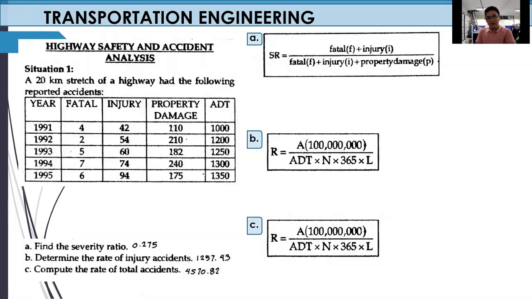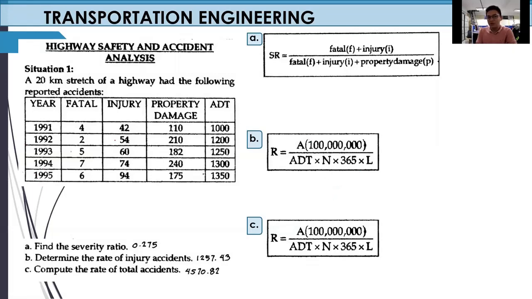Ayan, so here we have our first example for this topic, no? Analysis of highway safety and incidents. So here we have a 20-kilometer stretch of a highway that had the following reported accidents. So ito yung data niya. We have year, fatal, injury, property damage, and yung average daily traffic niya. No? So here we have 5 years. So yung mamaya, yung N na gagamitin natin is 5, diba?